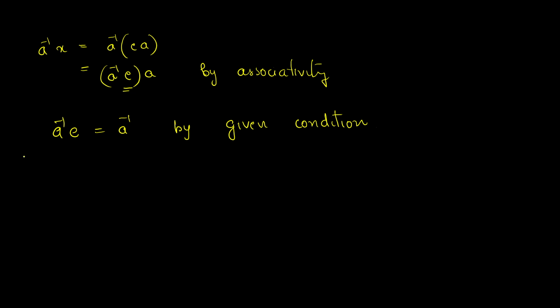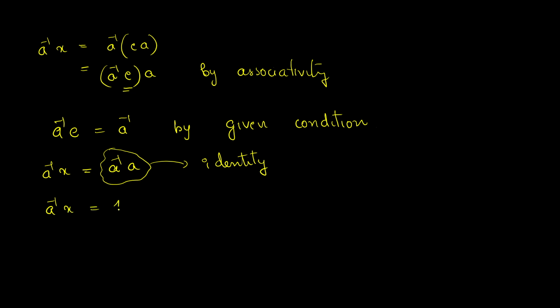Okay, so what will we have here? We'll have that A inverse into X is actually nothing but A inverse into A. Okay, now A inverse into A has to be the identity. Now to avoid confusion, I am just calling the identity element in the group as 1. So we'll have that A inverse into X is equal to 1. 1 is the identity element.